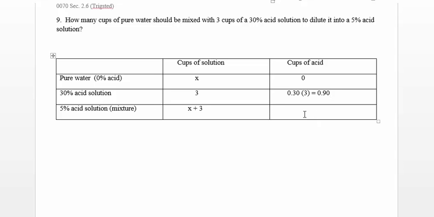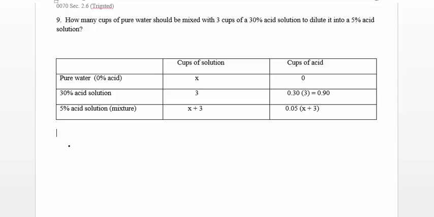And then in our mixture, we want that to be 5%. So 0.05 times the cups of this 5% solution, which there are x plus 3 cups of those, will be the actual cups that are acid. All right, so we take the concentration, which is given to us in a percentage, and we multiply that by the number of cups we have of that solution to get the cups of acid.